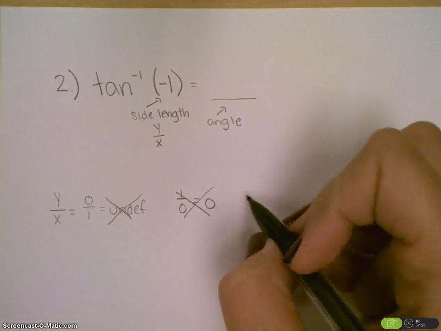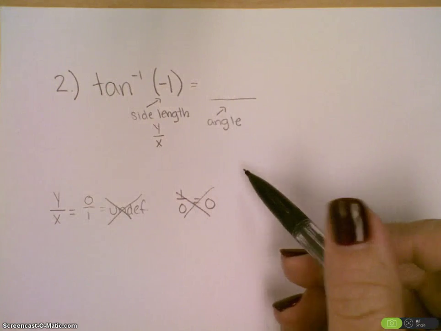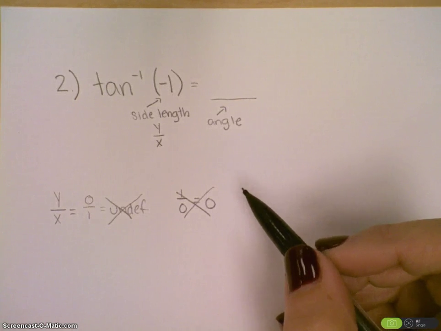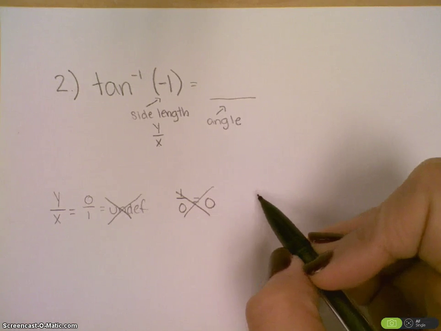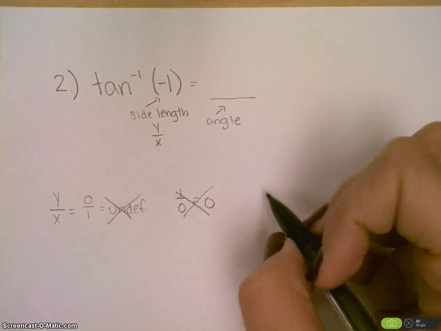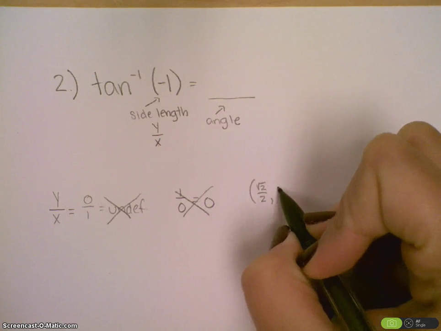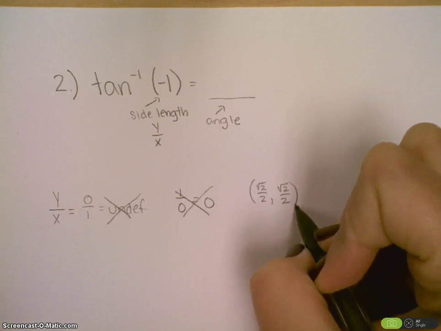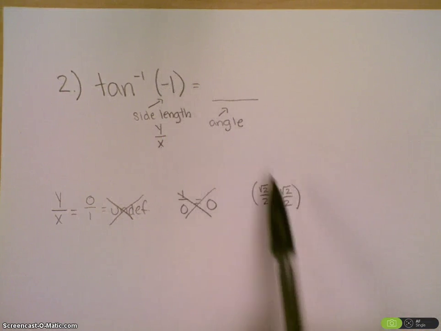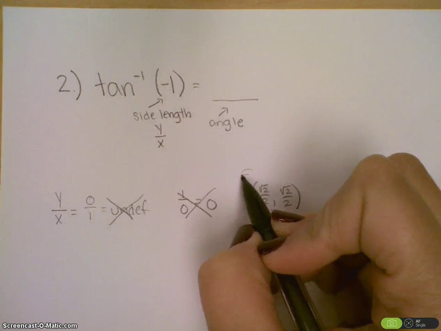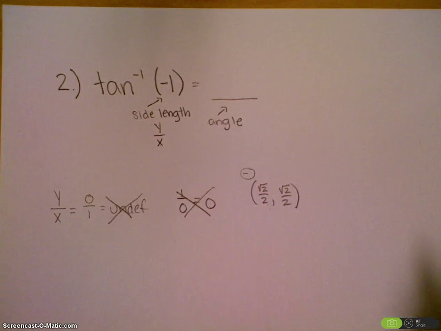The correct ratio we are looking for in order to get a 1 would be that the numerator and the denominator are the same. And the only coordinate to have the numerator and denominator the same is the square root of 2 over 2 and square root of 2 over 2. So, in order to get a negative 1, we know one of these has to be negative. Let's just keep that in mind as we move forward.